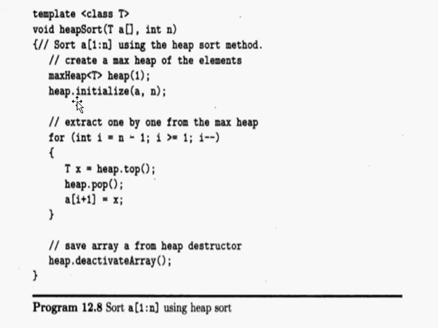Now we are interested in the heapification process, and also in deleting a node. First the array has to be converted into a max heap. To do that, we have created an instance, which we call heap, as an object of the class max heap. Then we invoke the method heap.initialize(a, n), where a is your array and n is the total number of elements. So initialize will perform this.